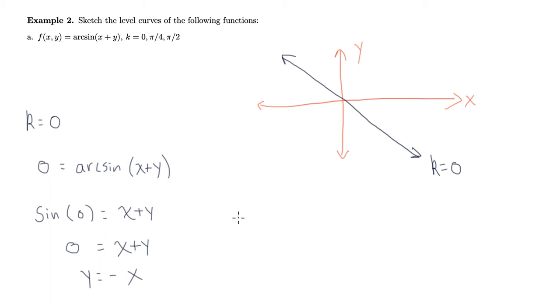Now if I go to say k equals pi over 4, then again I just want to set pi over 4 equal to my function. And again, I can just take the sine of both sides. So sine of pi over 4 is square root of 2 over 2. Or in other words, y is equal to minus x plus root 2 over 2. But this is a line of slope negative 1 passing through the point root 2 over 2.